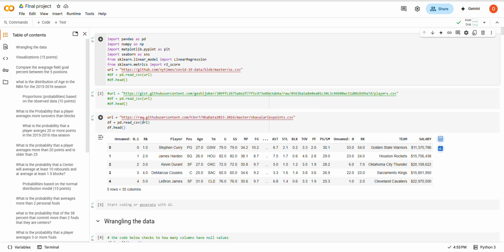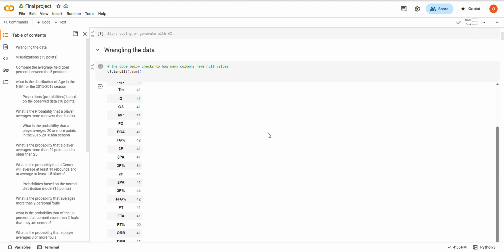So I decided to use that data set. This is me importing the data set, getting it mounted, and then checking to see if everything went smoothly.